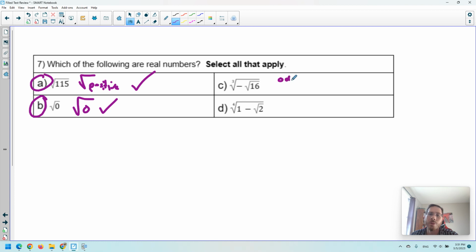Here I have a cube root. Any odd root, that's always okay. Odd roots are always going to be okay. Now, I could pick them all. I mean, there's no rule that says I can't pick them all. So let me just double check with D here.